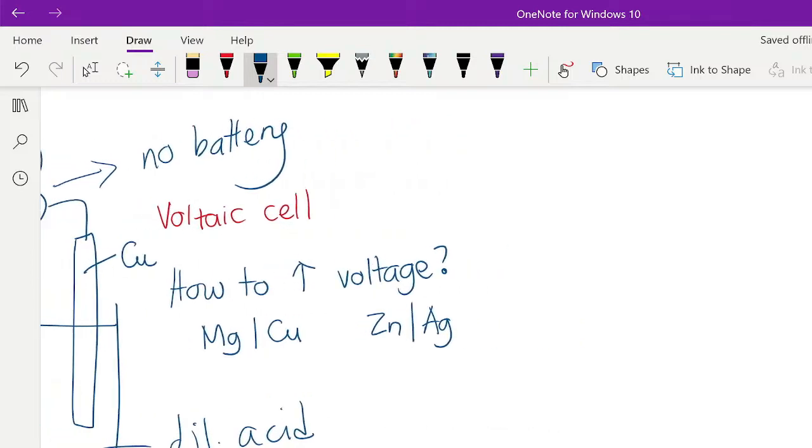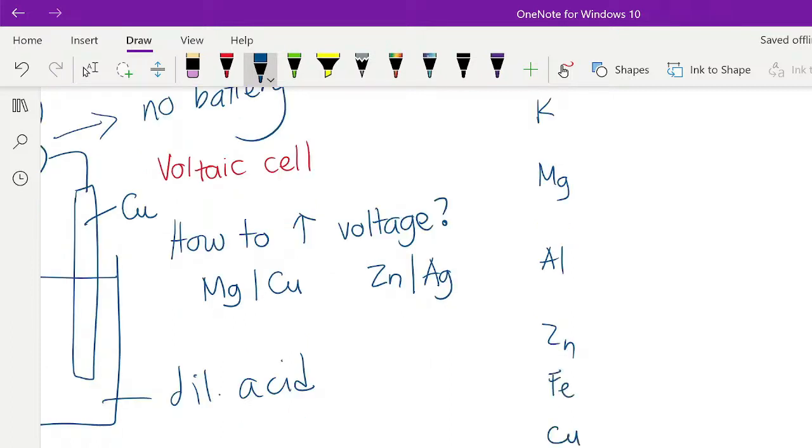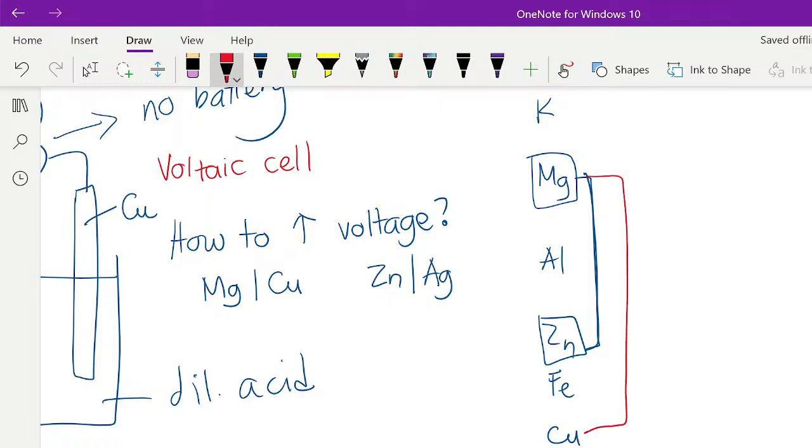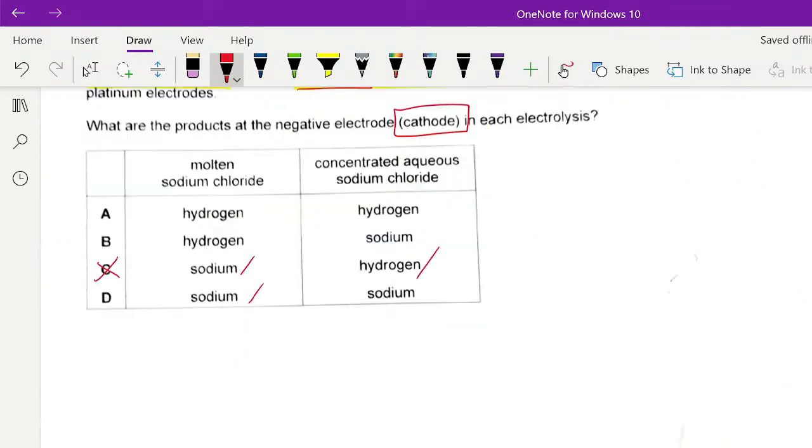If you take a look at the reactivity series, if you have these two as your electrodes, the voltage is smaller than if you have magnesium and copper. This one gets a bigger voltage. So it has to do with the difference in reactivity of the electrodes.